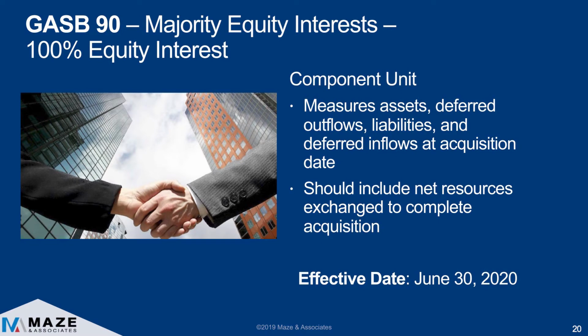So this slide is more about when a local government acquires the 100% equity interest. So in this situation, the measurement as of that date that the local government acquires the interest should be measured by using the assets, the deferred outflows, liabilities, and deferred inflows at the acquisition date. And then it should also include the net resources exchanged to get the component unit, so the money that was spent. And then subsequent to that, the flows of the component unit should only include transactions that occurred subsequent to acquisition of the equity interest. So any questions on that? Cool.